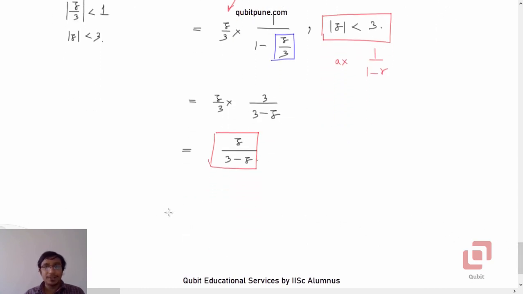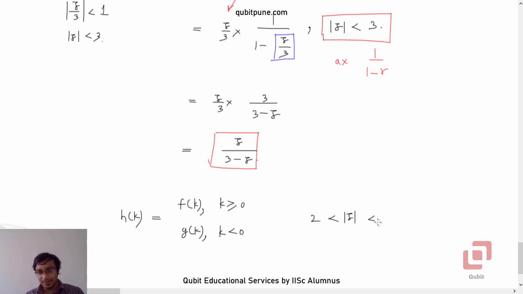Now you can actually define a new sequence, let's call it h of k, and say that this is equal to f of k for k greater than or equal to 0, and g of k for k less than 0, and then for this the region of convergence will be the annular region between the circles mod z equal to 3 and mod z equal to 2.